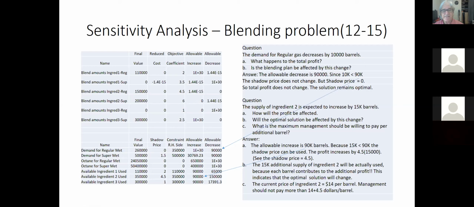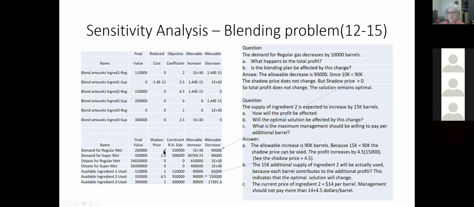Now, let's see how this is being reflected by the results of the sensitivity analysis. So, answer. The allowable decrease is 90,000. Do you see here? That's the allowable decrease of this constraint. So this can drop by 90,000 before the shadow price will change. So because 10,000 is falling inside the allowable range, the shadow price will remain zero.